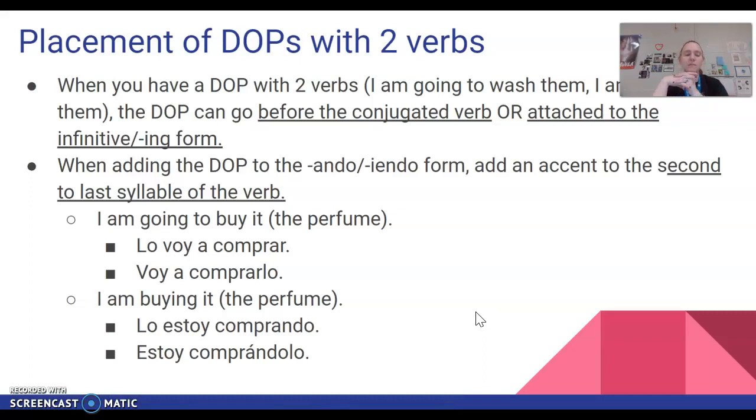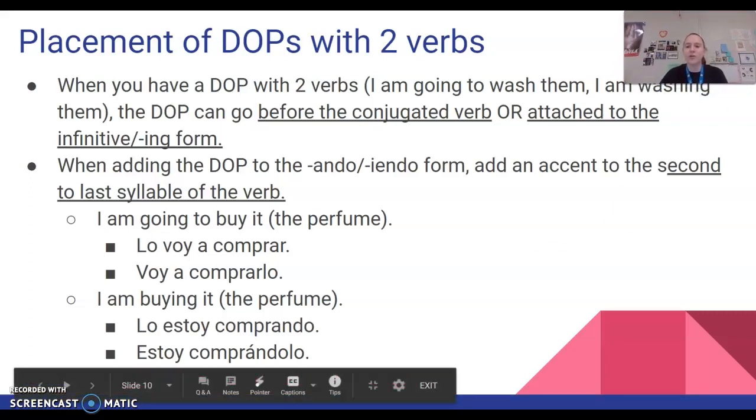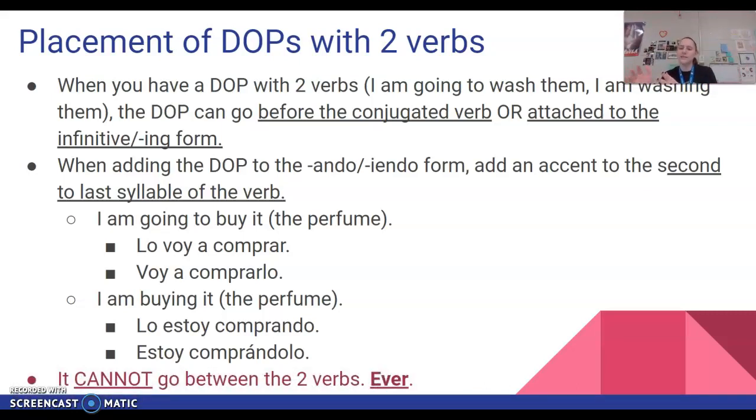Okay, I'm going to run out of time on my video, so I'm going to stop here, and then I'm going to make a second video. Real quick, it cannot go between two verbs ever, ever, ever. Anytime you have ir-a with an infinitive, or you have two verbs, you can never separate that verb phrase, okay? So you can't ever put your direct object pronoun or any type of pronoun that you're going to come across. It can never, ever go in between two verbs. So it always has to go directly before the conjugated one or attached to the second one.